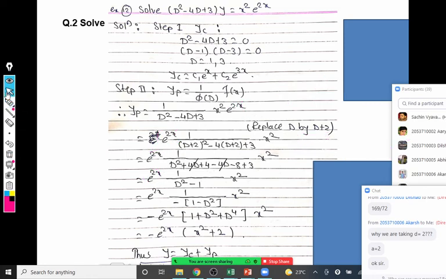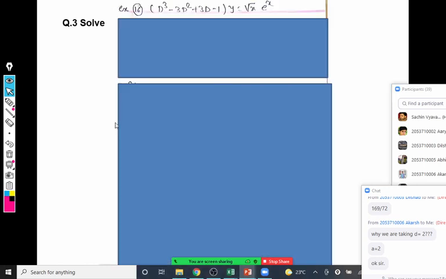So I will show you the next question, if you do not have any doubts. D cube minus 3D square plus 3D minus 1 of y is equal to root x into e raised to x. Okay, root x into e raised to x. Step number 1, we should finish YC at least. The answer should be quick in this case. By observation you will get the roots.